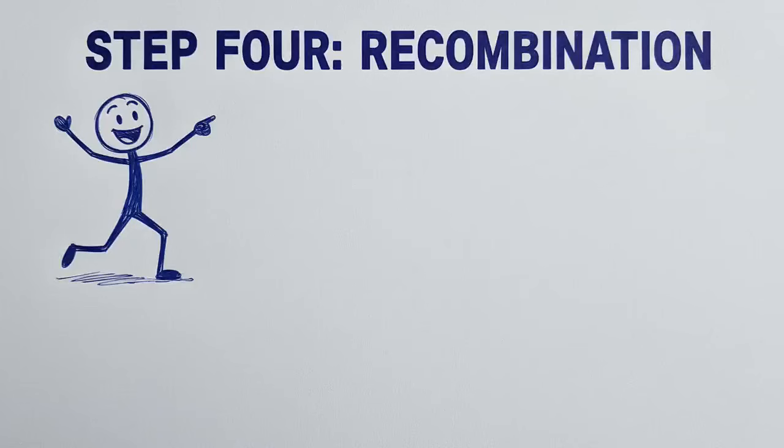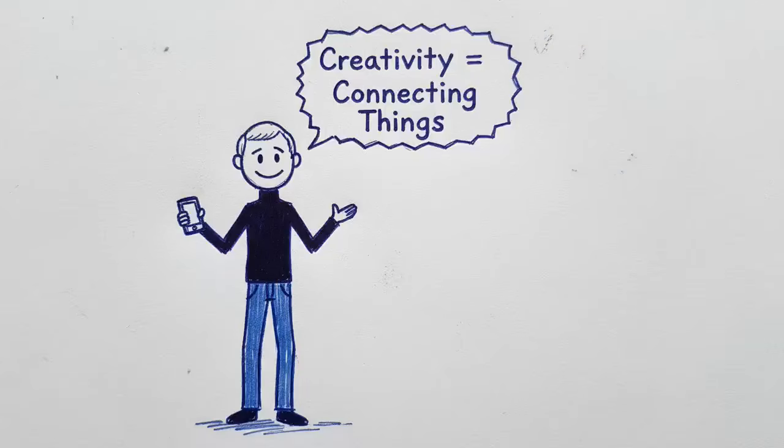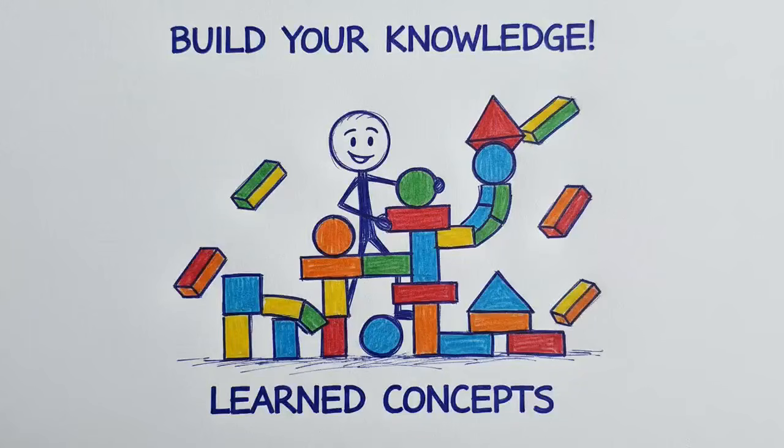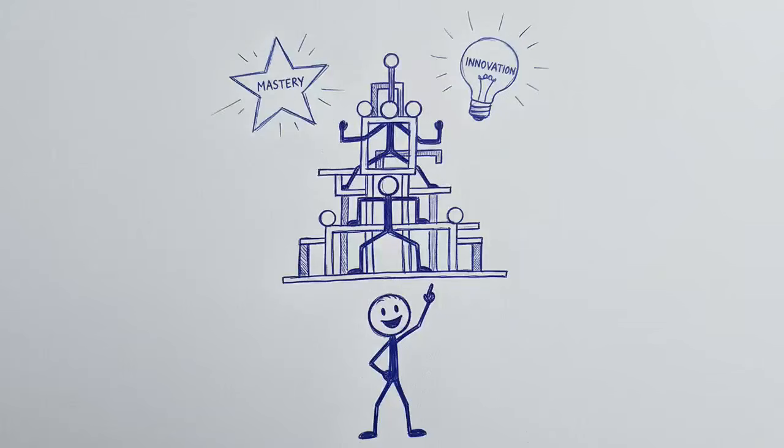This is step 4, recombination. Steve Jobs famously said that creativity is just connecting things. Recombination is the active process of doing just that. It is about taking the different bricks you have learned and building something new that is uniquely yours. This is where true mastery and innovation are born.